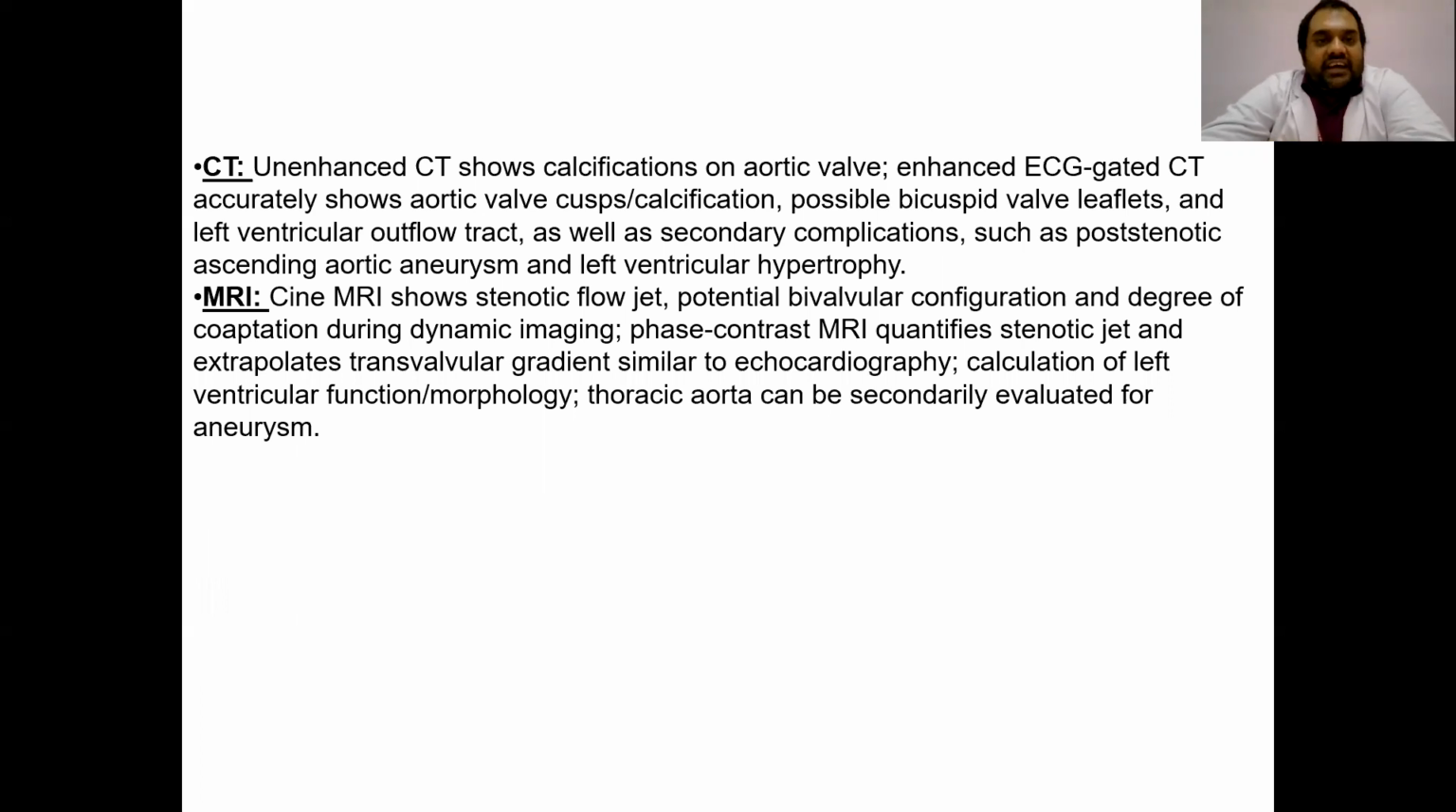On CT, unenhanced CT shows the calcification on the aortic valve. Enhanced ECG-gated CT accurately shows the aortic valve cusps calcification, possible bicuspid valve leaflets, and left ventricular outflow tract, as well as secondary complications such as post-stenotic ascending aortic aneurysm and left ventricular hypertrophy.